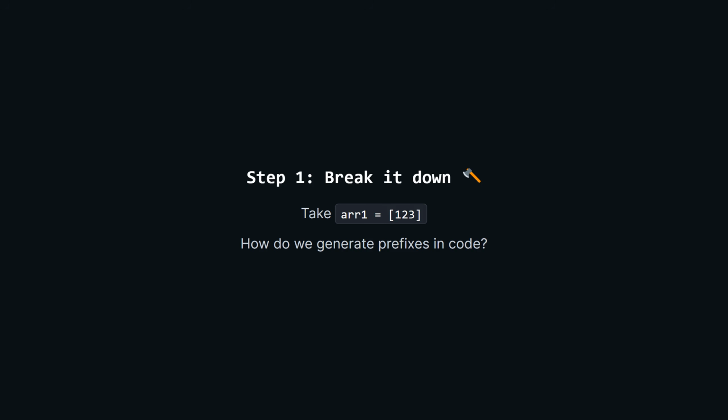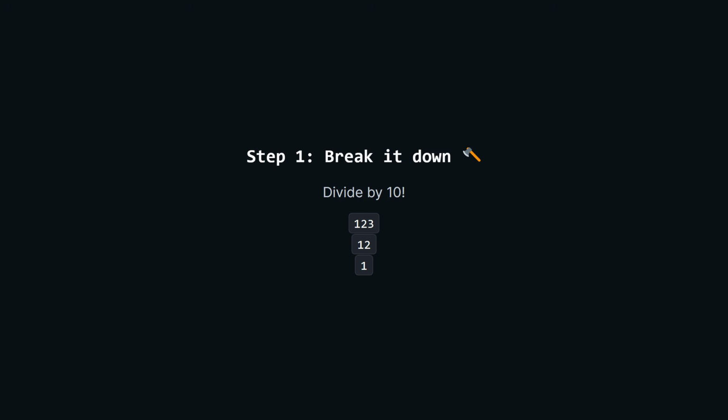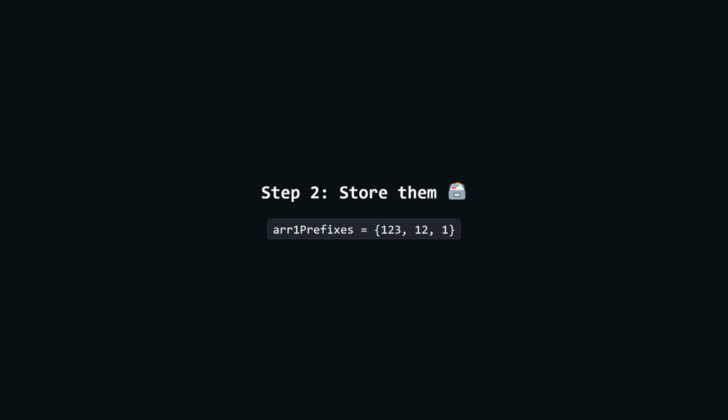The first step is figuring out how to generate these prefixes in code. Let's say we have the number 123. A really neat trick is that we can just keep dividing the number by 10. Using integer division chops off the last digit. We do this until the number hits 0. As we chop off digits for every number in our first list, we save all those results into a hash set. A set gives us instant lookups later.